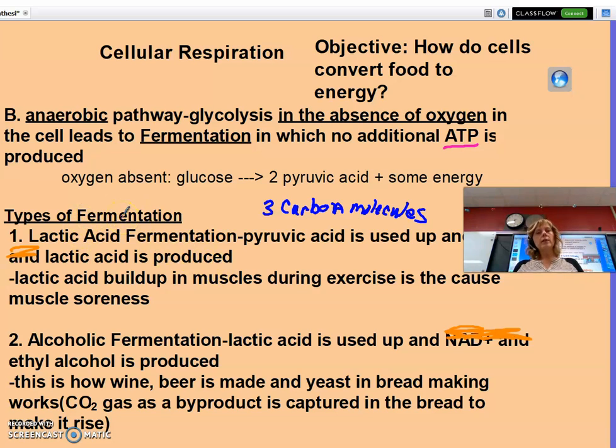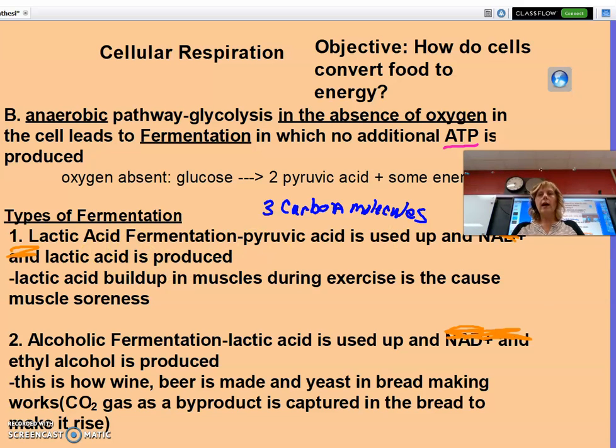So there's a couple of types of fermentation. One is called lactic acid fermentation, and this is really what happens if you are, let's say you're doing something really physical like running a marathon or playing a football game or running a cross-country race, something like that. You know how your body, you certainly begin to breathe, right? Take deeper breaths and more frequently when you're working out really hard.